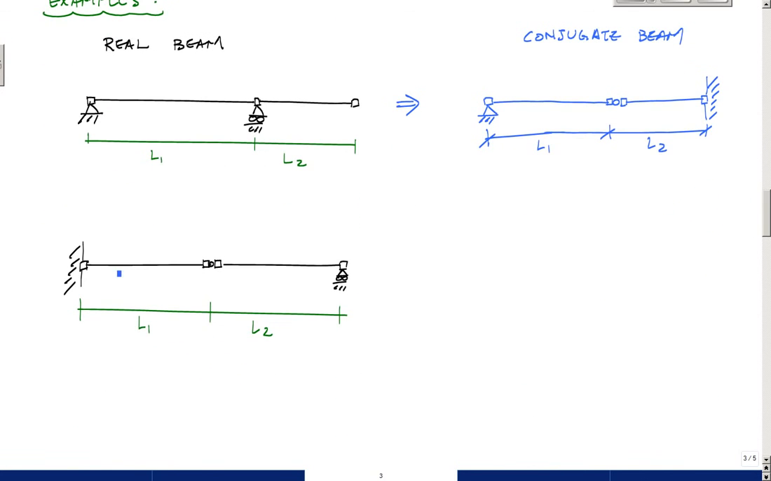Okay, and then here I have a fixed beam. In the real world, I have a fixed support at the beginning of the member, and then a hinge at L1, and then a roller at L2. And so in my conjugate beam here, I've got that hinge becomes an internal roller. Boom, roller, and here the roller becomes a roller.